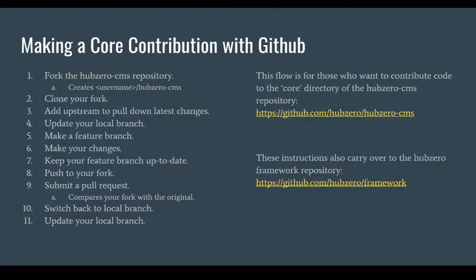I like to make feature branches. This helps me separate out different projects or little groups of functionality, and I'll show you how that would work. And it really makes the pull request system pretty simple. You're going to make your code changes and keep your feature branch up to date. You're going to push to your fork and submit a pull request. Once your pull request is accepted, you're going to want to update your local branch to reflect that.